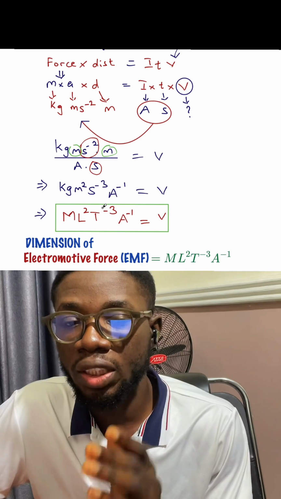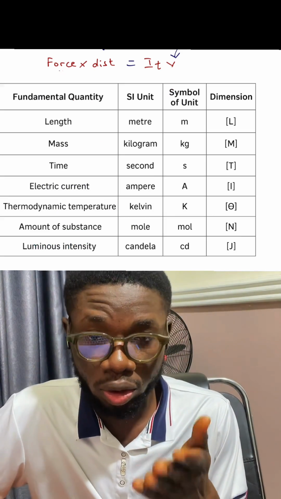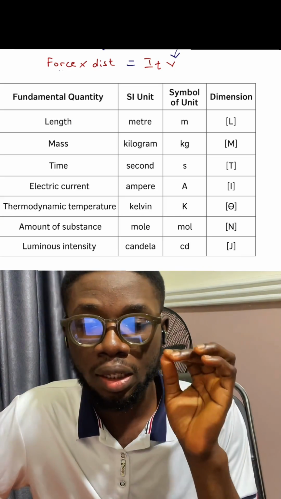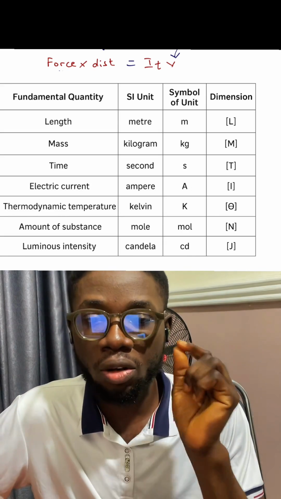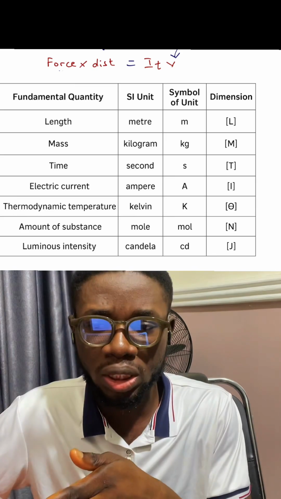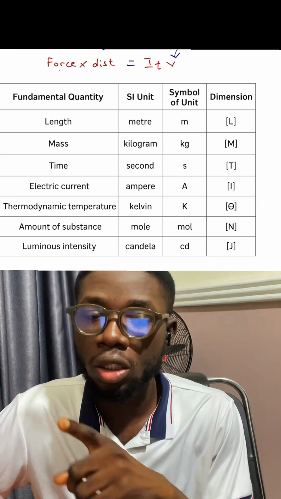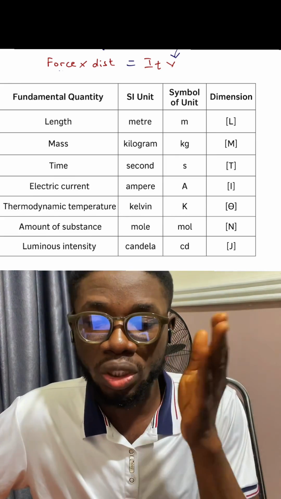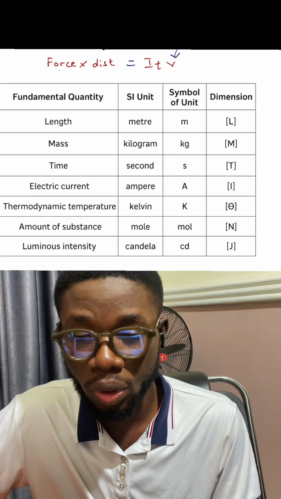Since we have this, we can now find the dimension. From the table being displayed on the screen, which you can screenshot for future reference, you can see the unit of each of these fundamental quantities and their corresponding dimension. So you don't really need to stress yourself about the quantities themselves. Whenever you see any of these units, know that they correspond to the dimension that follows. I believe you have screenshotted it, so I'm taking it away now.